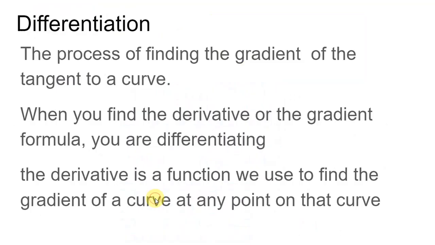So, differentiation is the process of finding the slope of a tangent to a curve. When you find the derivative of our slope formula, sometimes it's called, you are differentiating. The derivative is a function we use to find the gradient or slope of a curve at any point on the curve.